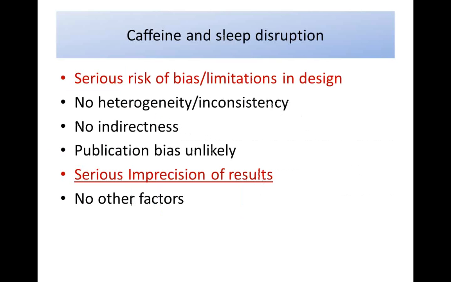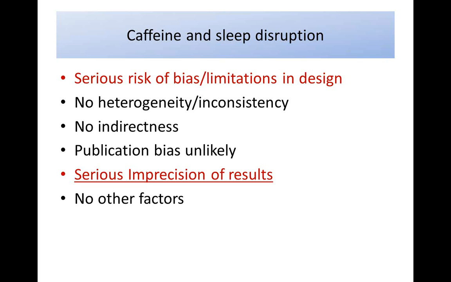Actually, let me talk first about the caffeine and sleep disruption example that I was going through in the beginning. So we decided there's a serious risk of bias and limitations in design because remember that on that nice Cochrane risk of bias diagram that I showed you, there were all those red dots. So we're going to downgrade one level for that.